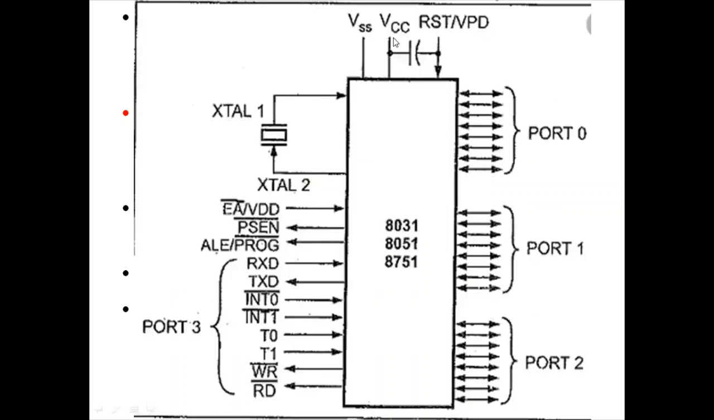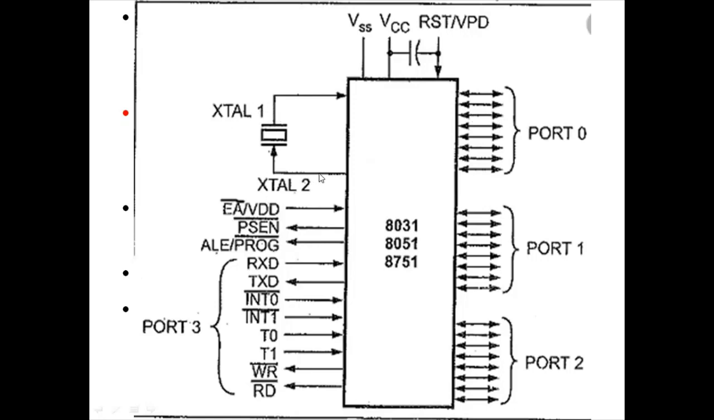All right, these are the pins of 8051. I'll quickly explain. Port 0, I said they are 8-bit, so you can see 8 lines coming out. Port 3, each pin has some other functionality. So these are the pins with different functions.